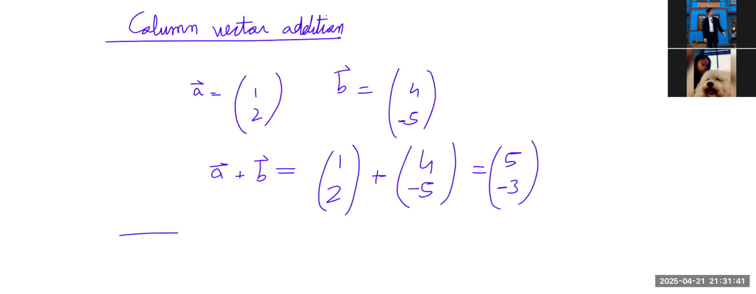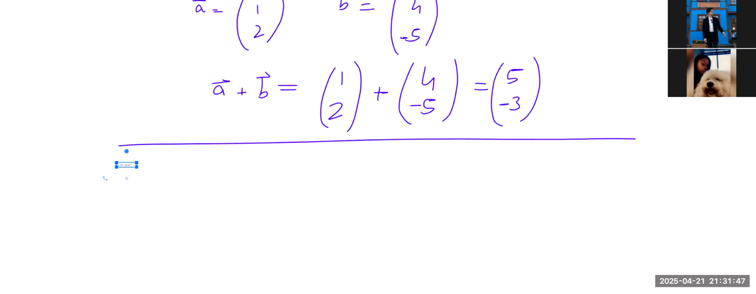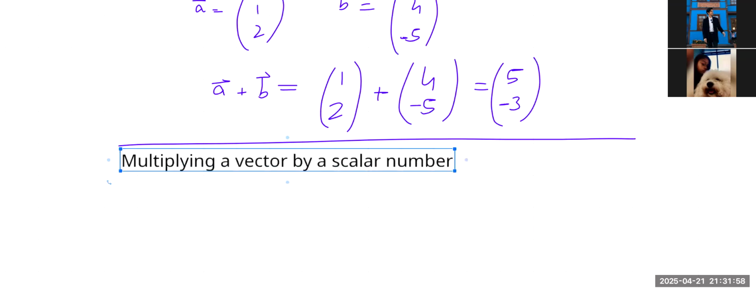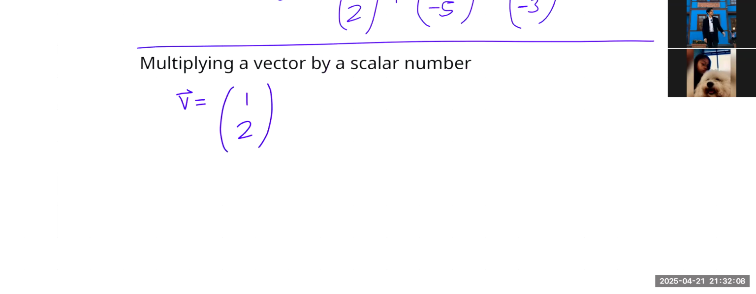Now, let's talk about multiplying a vector by a scalar number. So what happens if I take a vector and I multiply it by a scalar? What does that even mean, first of all? It basically means, what if I take a vector like v equals (1, 2)? So (1, 2) looks like this, right? Because you have one step in the right direction and two steps up. So it'll look something like this, correct?